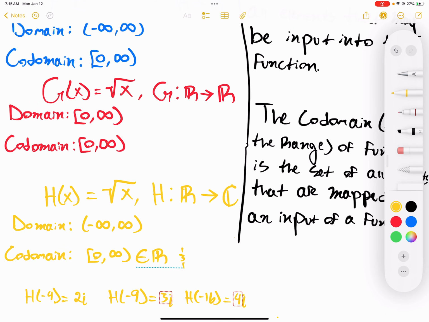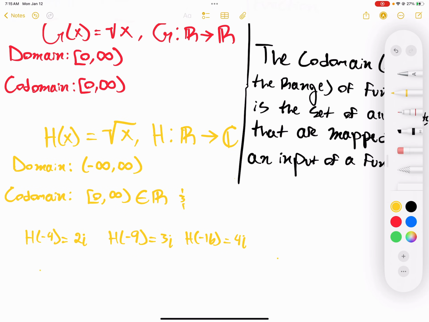When we put in an input that is a negative real number, we get an output that is a complex number, but it's not just any kind of complex number. Instead of having both a real component and an imaginary component, it's not going to have that real component. It'll just look like this. So that's going to be our codomain: the set of all complex numbers that don't have a real component, that only have an imaginary component. Now, how do we write that out? I'll show you in just a second.